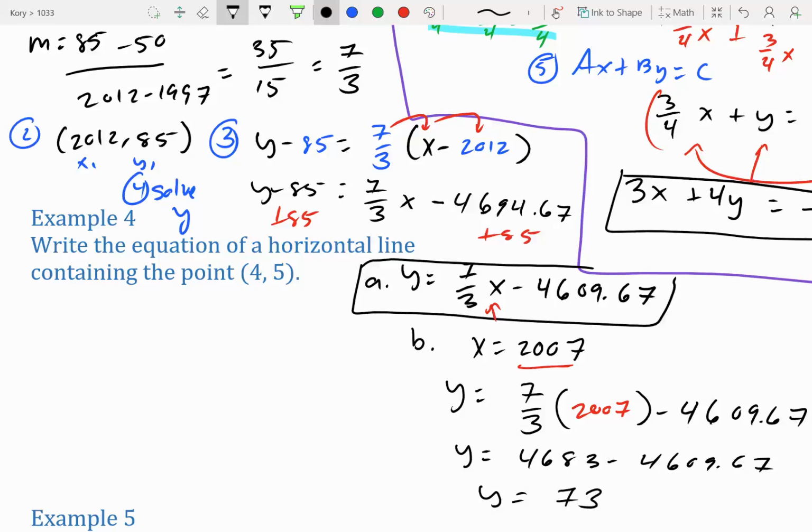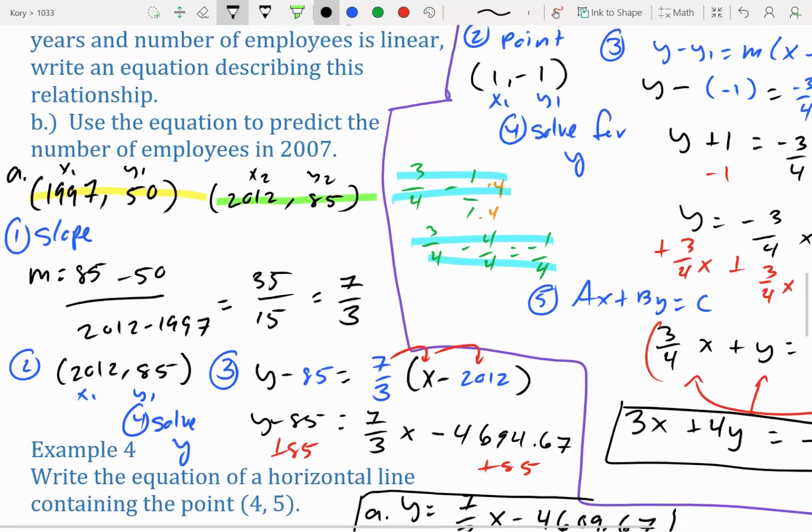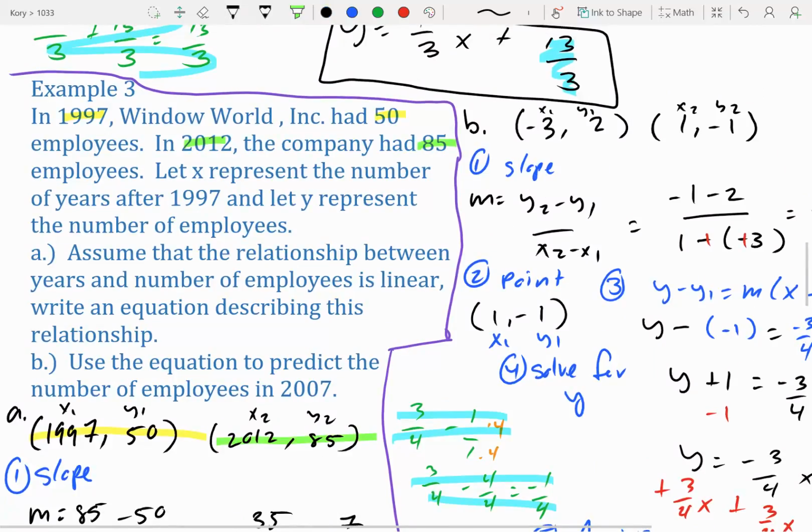So we have y equals 73. It comes out to 73.33, but you can't have 0.33 amount of people, so you have 73 people. And that's the answer to B. Now, when you go over this, you need to see, does it actually make sense? Does it make sense that in 2000 we have 73 people? Let's take a look at the problem. It says in 1997 we have 50 people, and in 2012 we have 85 people. So 73 is in between there. So it does work. It's not outlandish. It's not a number that doesn't make sense.